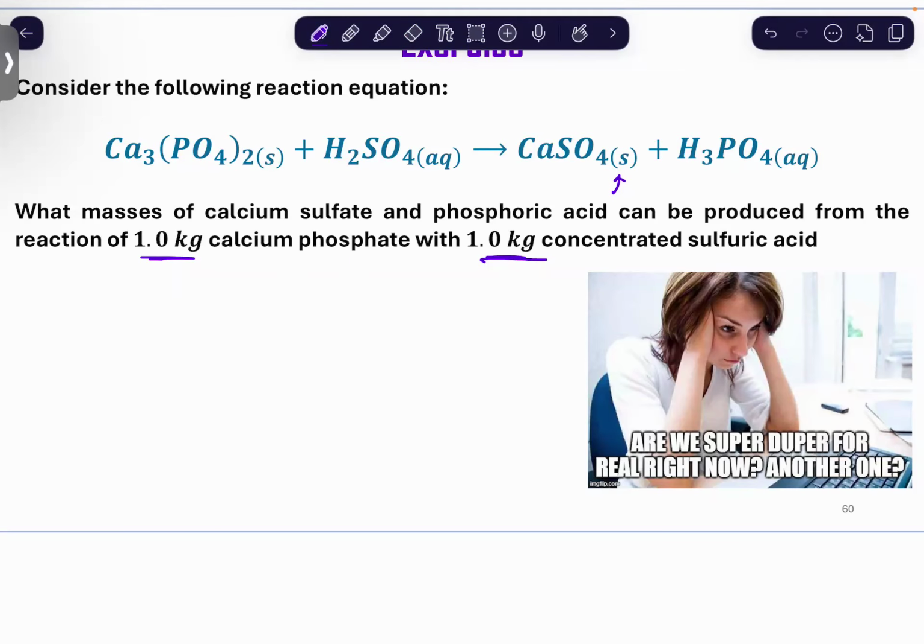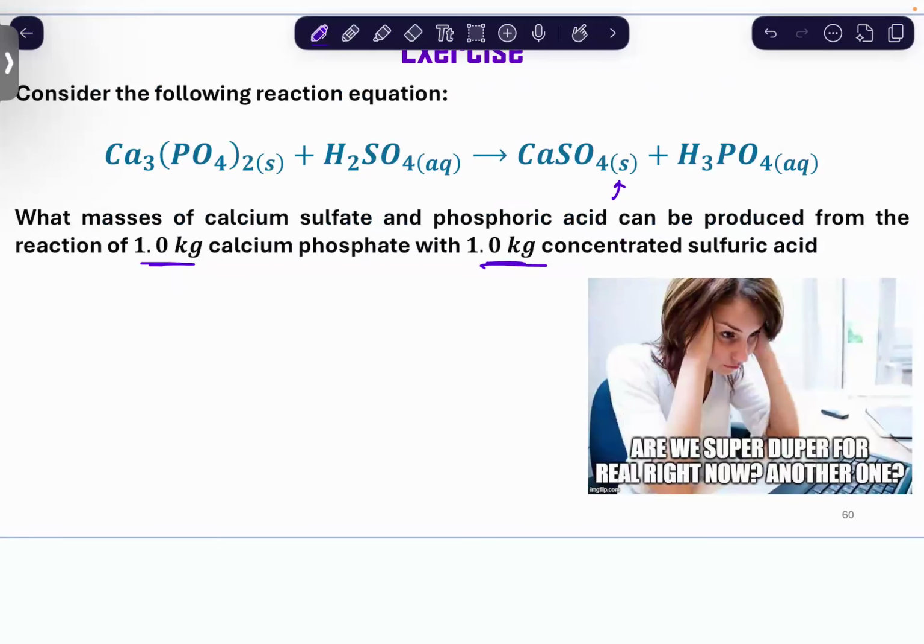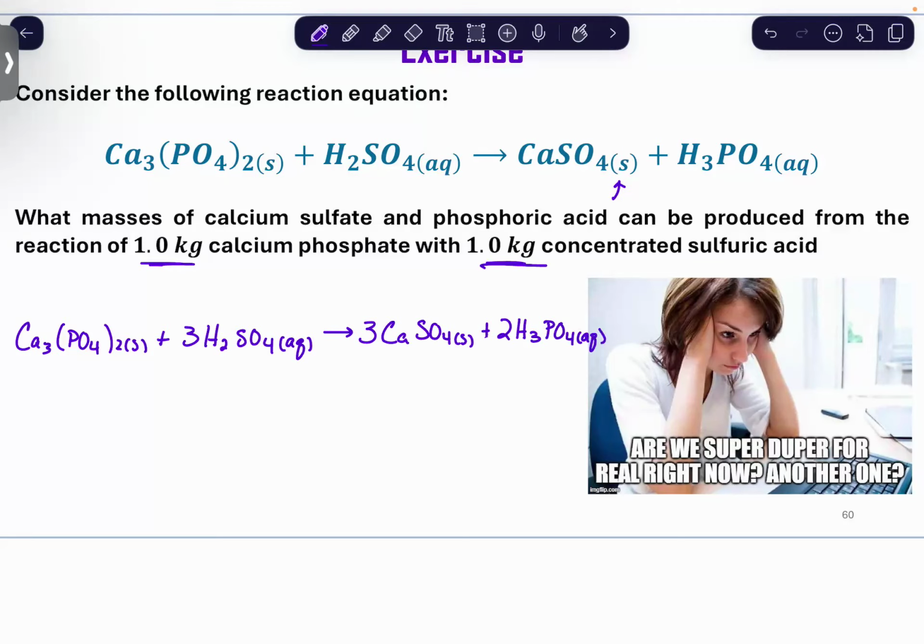Now, the first thing we do is we go, oh, that's not balanced. Okay, so let's balance it. I'm going to go ahead and show you what it is, but work through this and make sure you're getting it. You're going to have 3 of the sulfuric acids. You're going to have 3 of the calcium sulfates. And I'm going to need 2 of the phosphoric acids. Okay, now it's balanced.